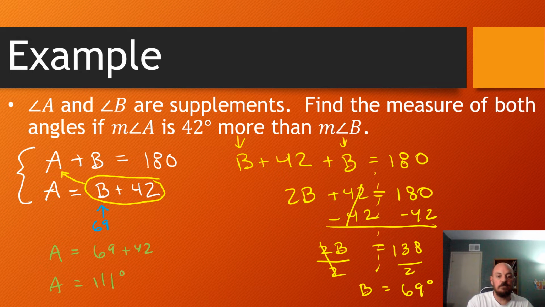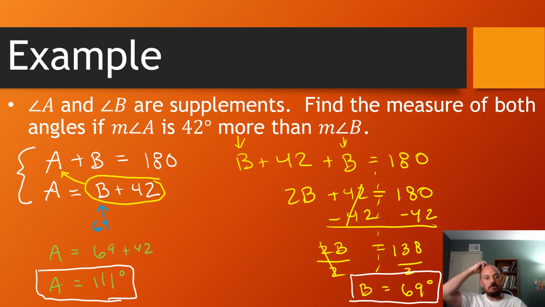So those are our answers. A is 111, B is 69. We found two angles that add up to 180, and one of them is 42 degrees more than the other. And what we did to do that is we used something from first semester. We used our systems of equations. All right, so that's an example of how you can use supplements, and it's also a good review from first semester of how to do systems.